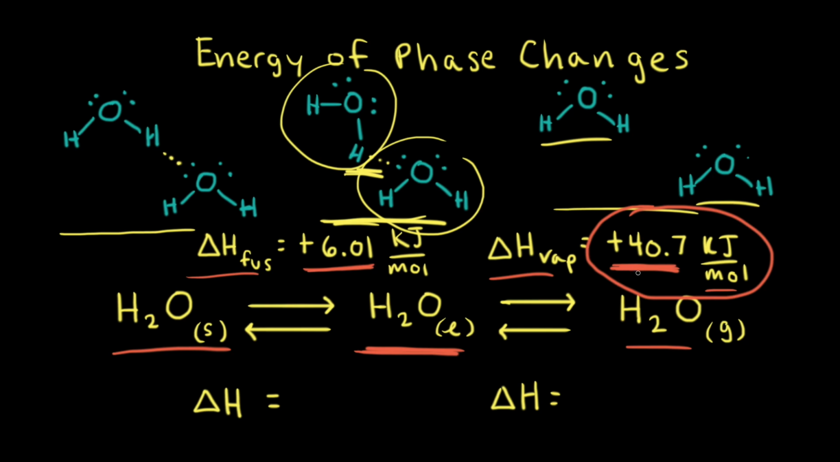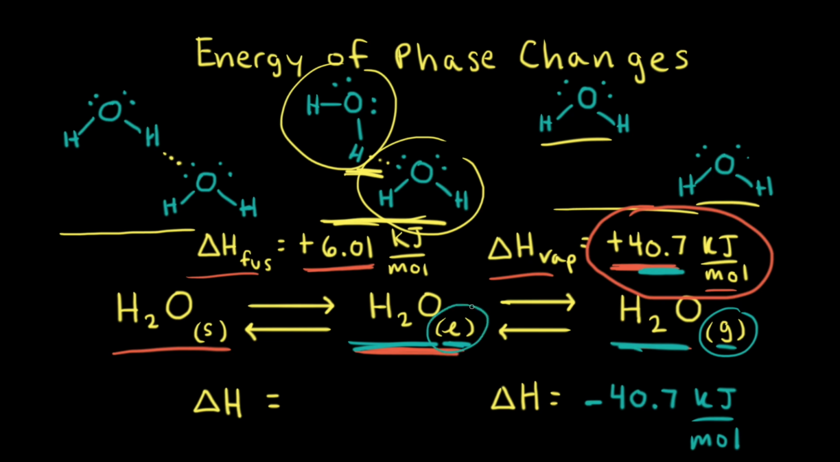If it takes positive 40.7 kilojoules per mole of energy to go from the liquid state to the gaseous state, if we go in reverse from the gaseous state back to the liquid state, that same amount of energy is given off. So we can write 40.7 kilojoules per mole. However, since the energy is given off, we need to include a negative sign. Going from the gaseous state to the liquid state is called condensation, so we could call this value of negative 40.7 kilojoules per mole the heat of condensation.